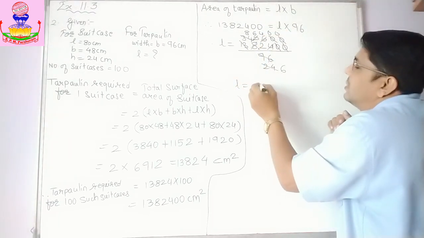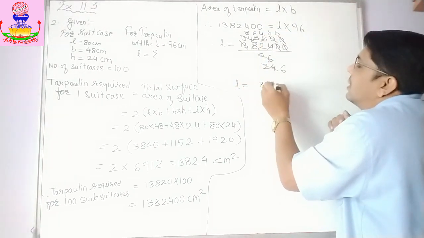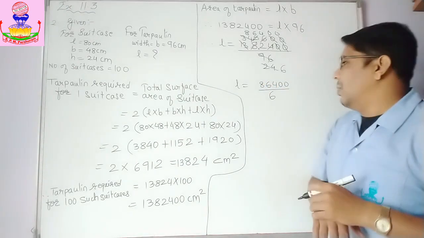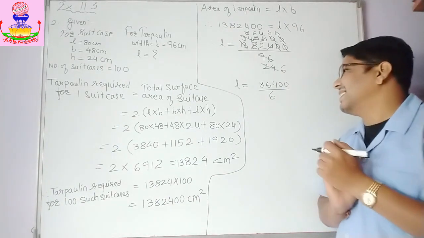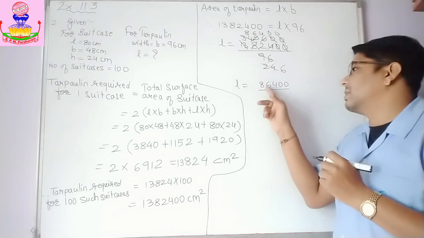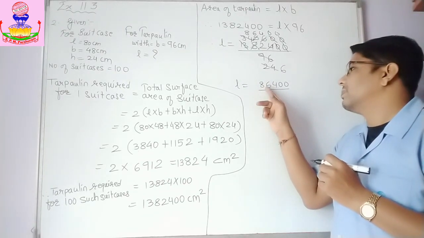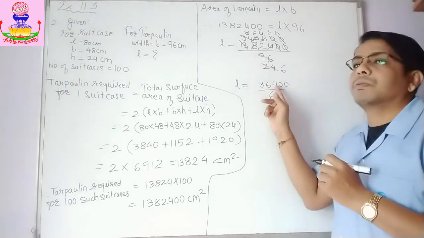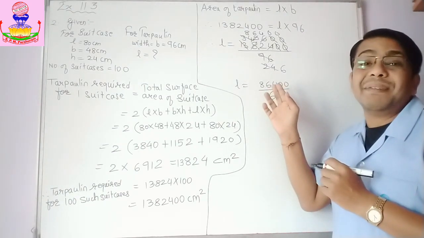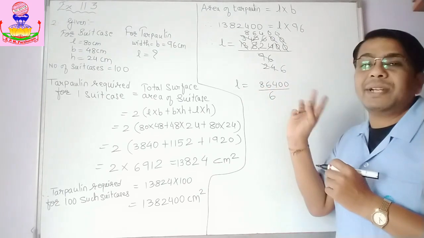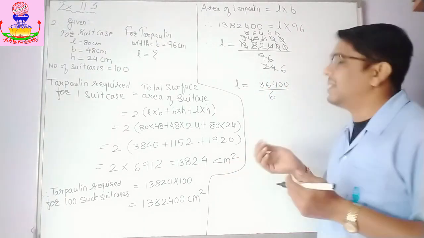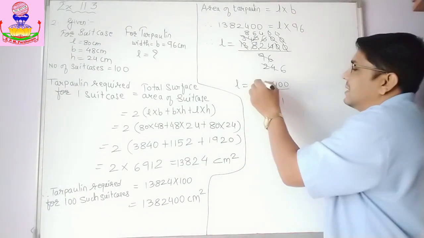So what you got? Length is equal to 86,400 upon 6. Okay, now whether it is divisible by 6, let us check it. 6 1s are 6. 14 plus 4, 18. Yes, it is divisible. Test of divisibility by 2 and 3. So this is divisible by 2 as well as 3. So definitely it is divisible by 6. It has to be.